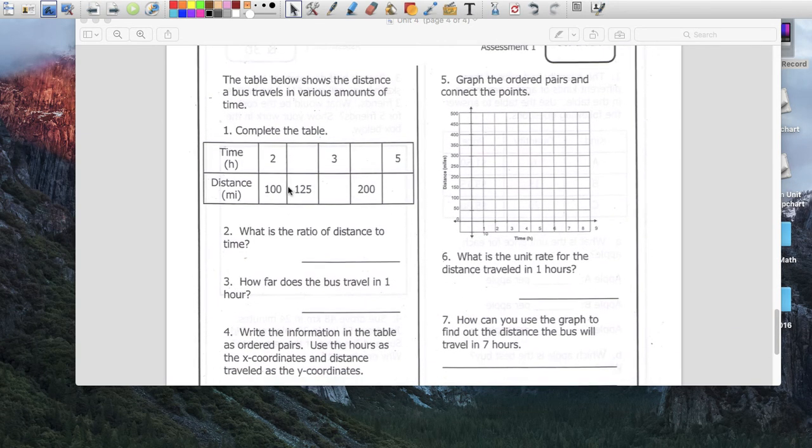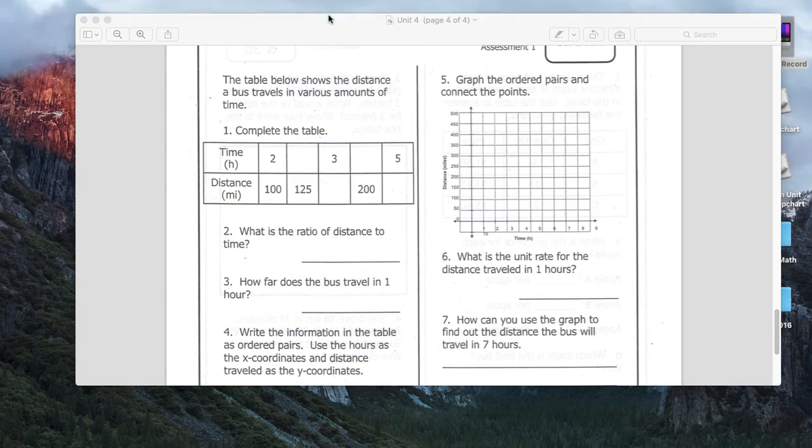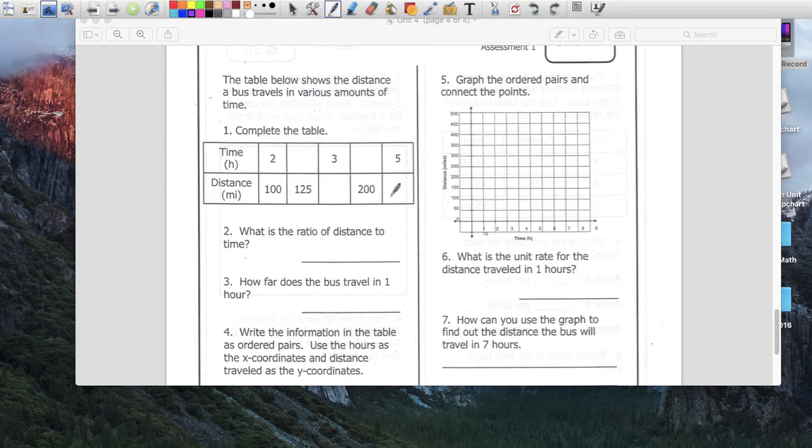Complete the table. Okay, so this one, very clearly, I think it will be the easiest. An up and down relationship, this is easy. So, to go up, it's divide by 50, and to go down would be times 50. So depending on where you are, let's start here from the corner.